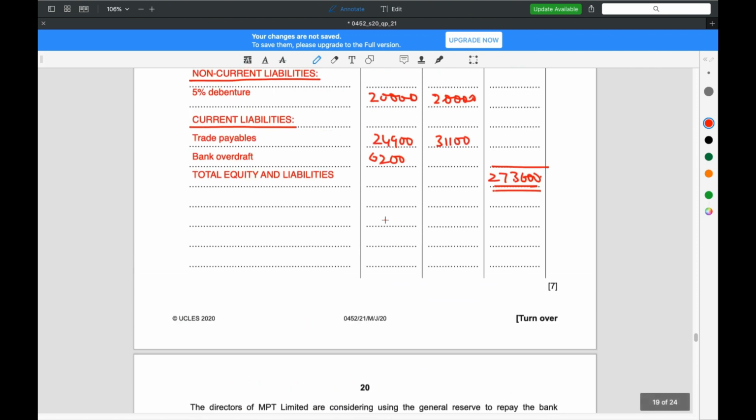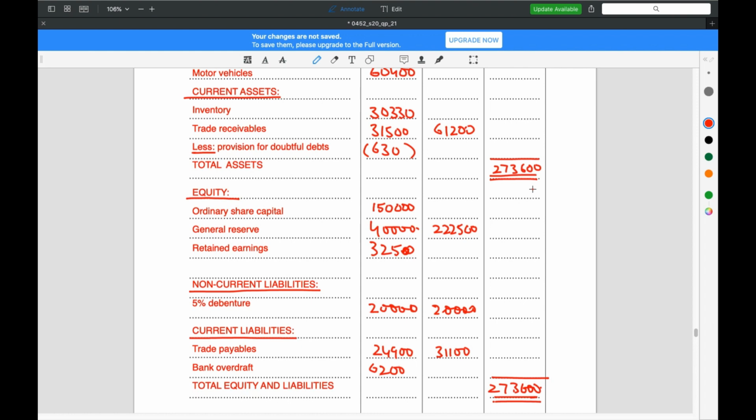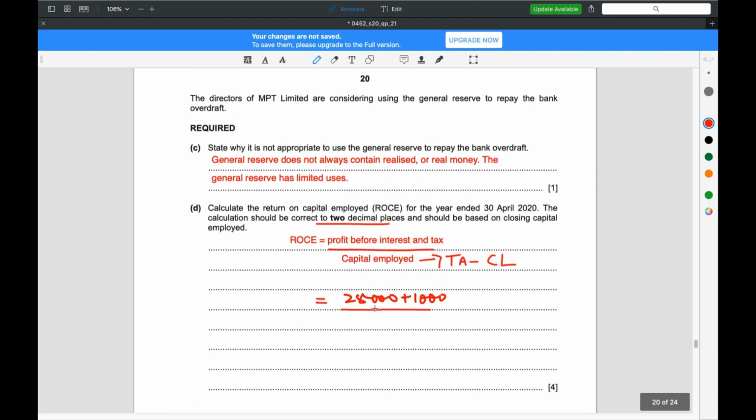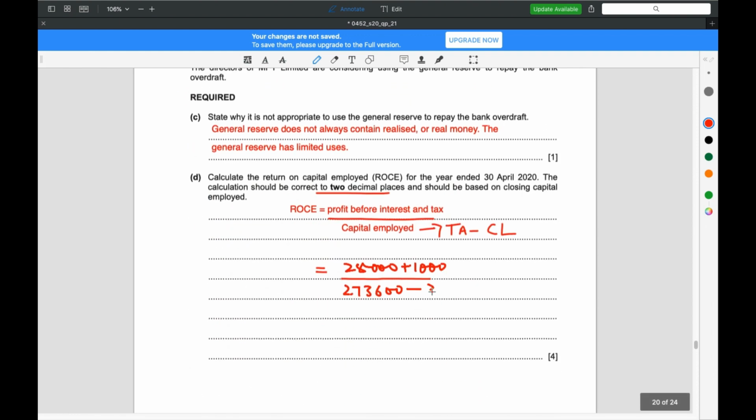And the capital employed, very easy, you can just copy this from the balance sheet. The total assets are 273,600, and then subtract the current liabilities from it, which total 31,100. When you divide both of these, you're going to get 11.96%. Make sure you give it to 2 decimal places, because he says that, and most probably it has a mark for it. So that was really easy, 4 marks as well.